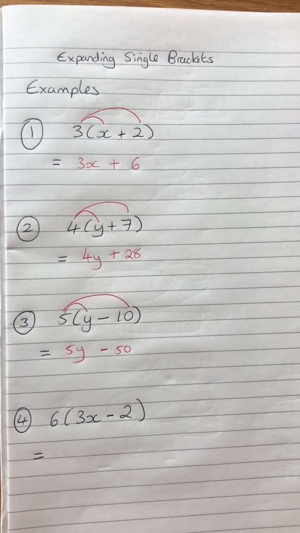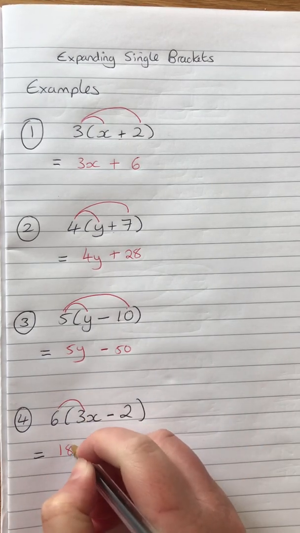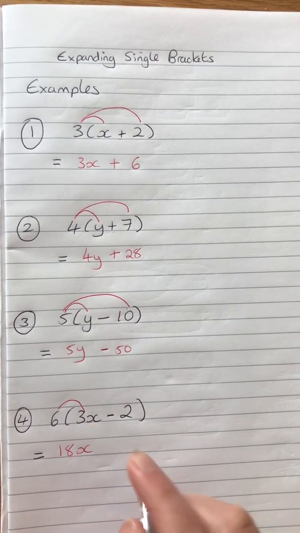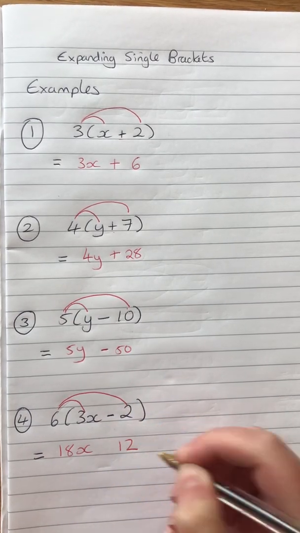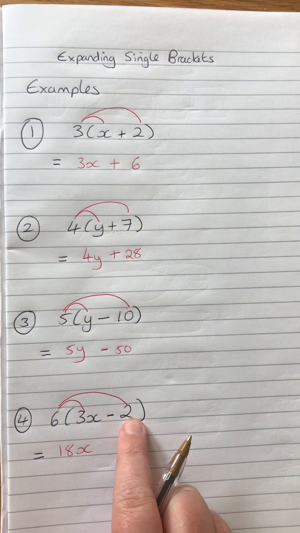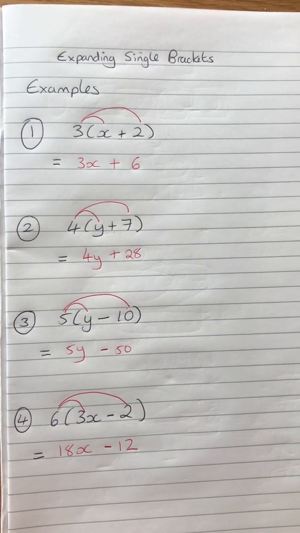Bottom one, question 4, is the hardest on the page. So we're still going to multiply everything on the outside by each part inside the bracket. We're going to do 6 times 3, which gives me 18x. Don't forget about the x. Then we're going to multiply the 6 and the 2 together. So that gives me 12. And don't forget that is a negative 2. Therefore, that needs to be a negative or take away sign inside that bracket.